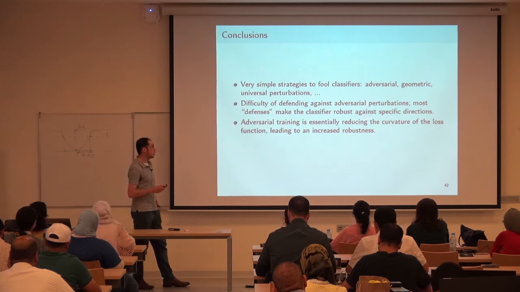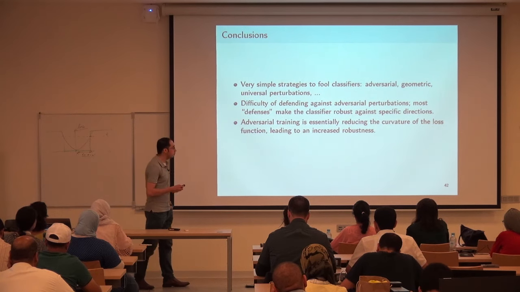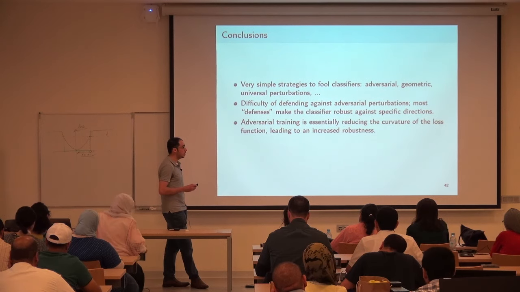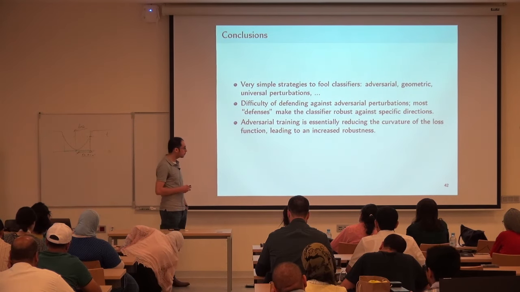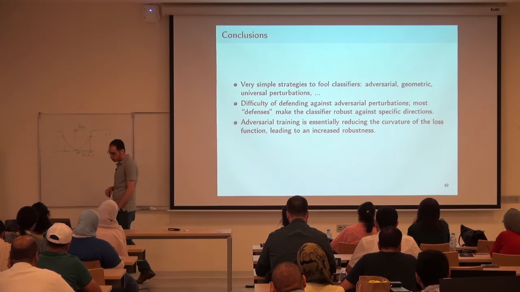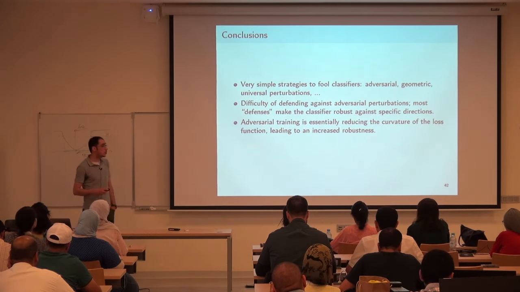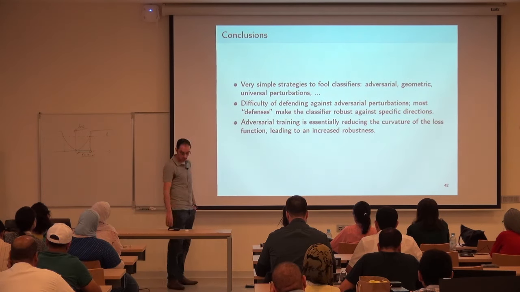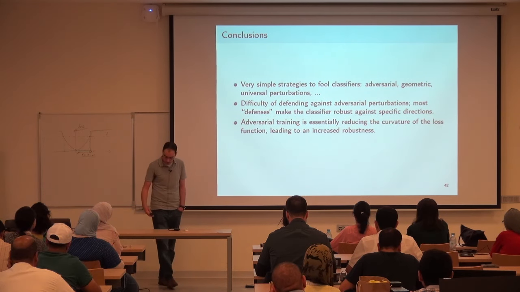We've seen this link between adversarial training and curvature of the loss function, and that essentially they are the same. We've also seen some upper bounds on the robustness to adversarial perturbations, but I want to highlight that this is really an open problem. This is something that is very active in the field, and we still don't have a very good understanding. Thank you very much.